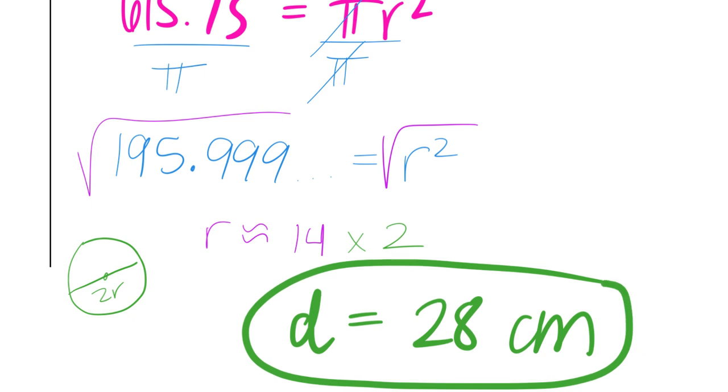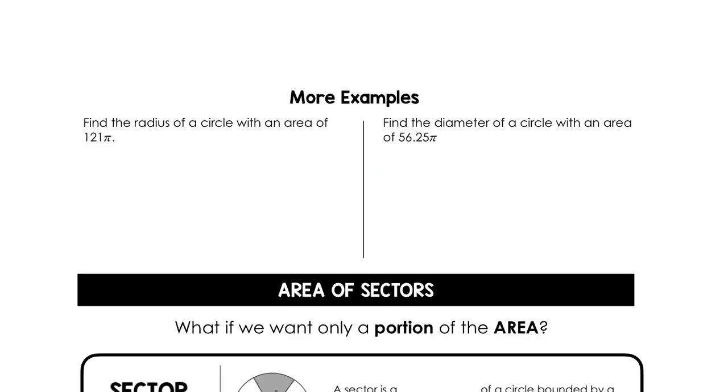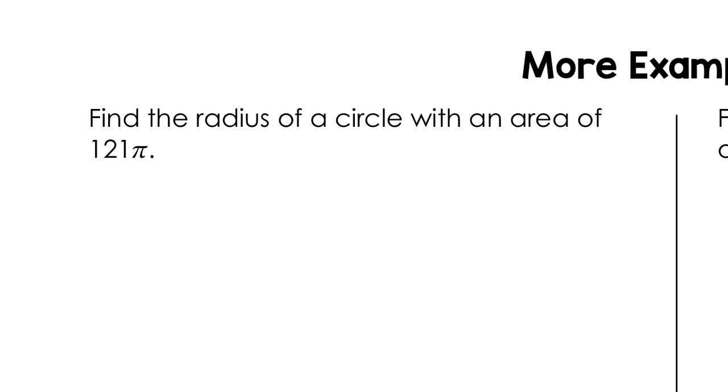Okay, go ahead and turn the page. We're going to do a couple more examples. These ones are kind of similar, except the area that they give you has a pi in the answer. So I'm going to show you how to deal with that.